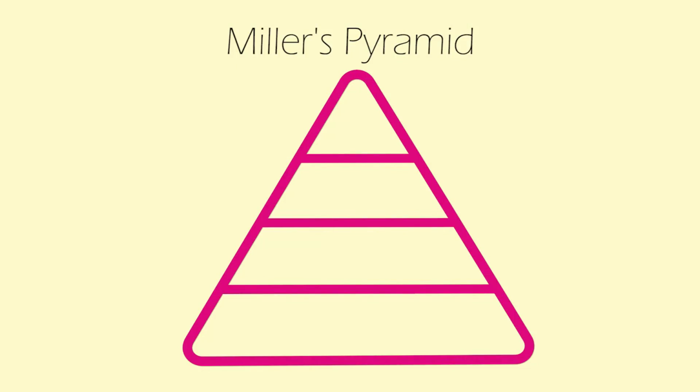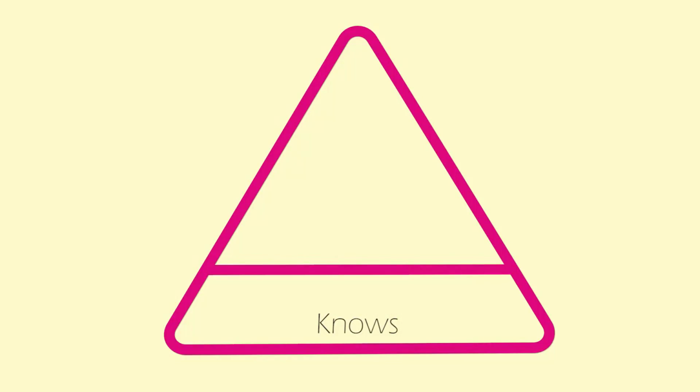To do so, here's another educational concept, Miller's pyramid. Miller talked about a pyramid of clinical competence. At the bottom layer of Miller's pyramid, the trainee knows something. There is knowledge. And that might, for example, be checked by a multiple choice question. The next level up is knows how. That's about the application of knowledge, and that might be assessed by a short answer question.